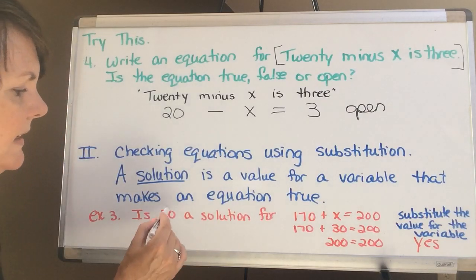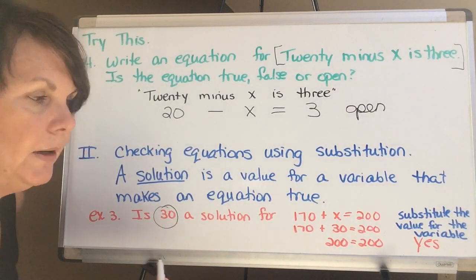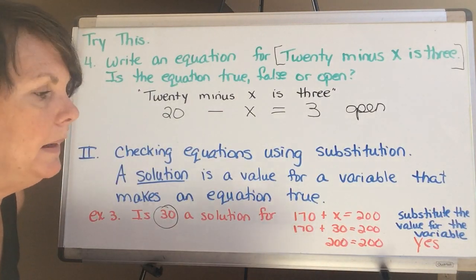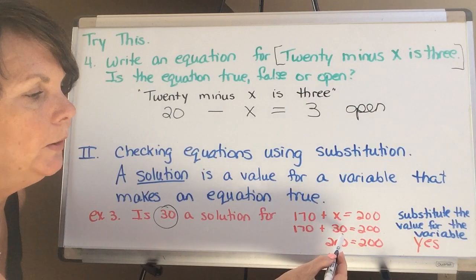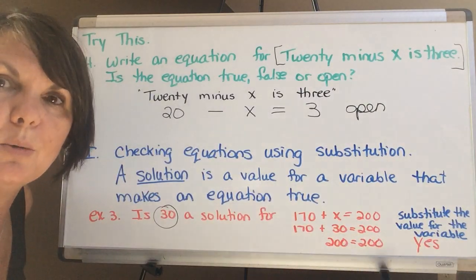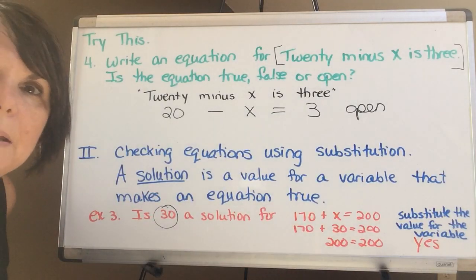So what I want to do is take the value 30 and put it in where my variable or variables might be. So 170 plus 30 equals 200. 200 does equal 200. So yes, 30 would be the solution.